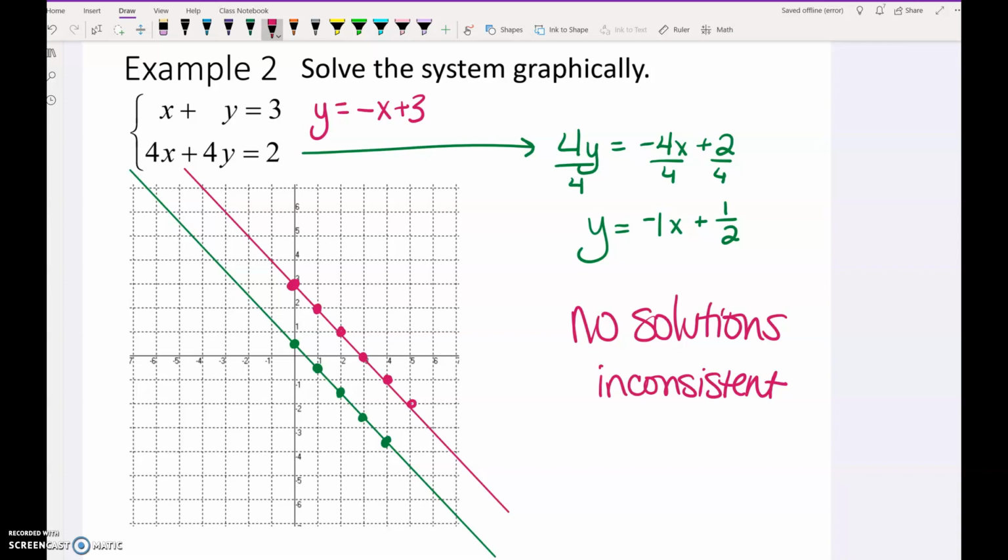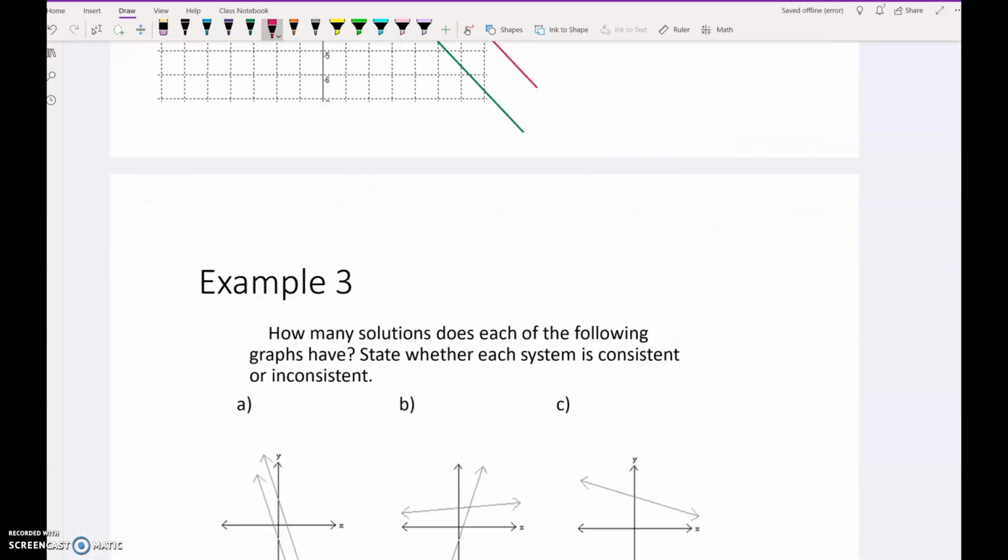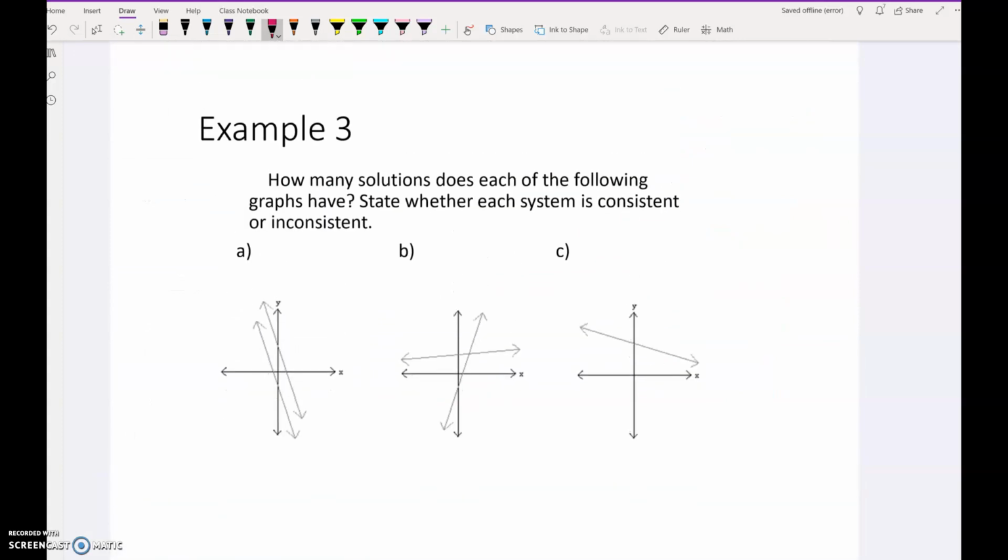So on your assignment today, there's 3 problems that you need to graph. And then there's like 4 problems that look like example 3. How many solutions does the system have? And then state whether it's consistent or inconsistent. So you may just want to jot in your notes that consistent means that there are solutions. Inconsistent means that there's no solutions.